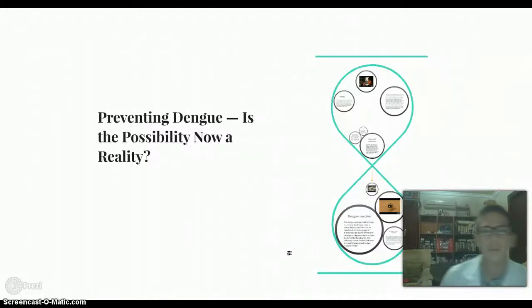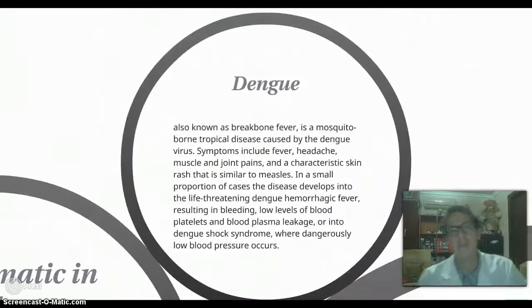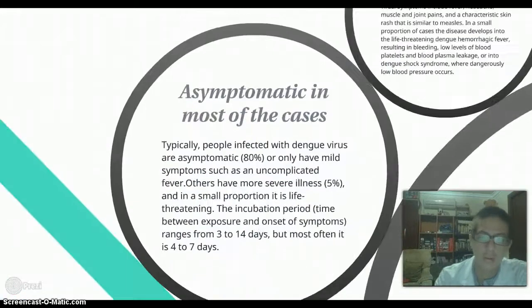Preventing dengue is a possibility, not a reality. Dengue, also known as breakbone fever, is a mosquito-borne tropical disease caused by the dengue virus. Symptoms include fever, headache, muscle and joint pains, and a characteristic skin rash that is similar to measles. In a small proportion of cases, the disease develops into the life-threatening dengue hemorrhagic fever, resulting in bleeding, low levels of blood platelets and blood plasma leakage, or into dengue shock syndrome, where dangerously low blood pressure occurs.